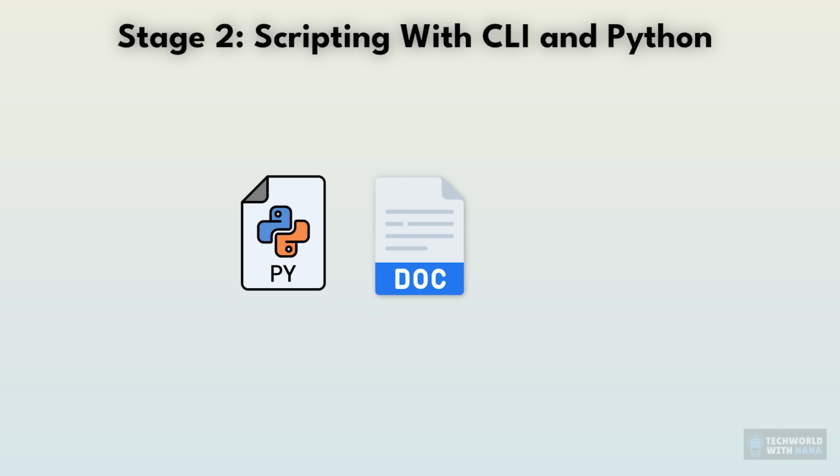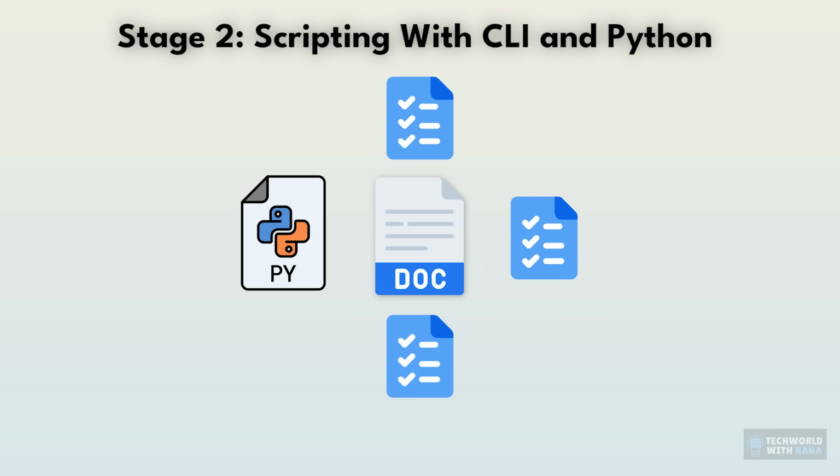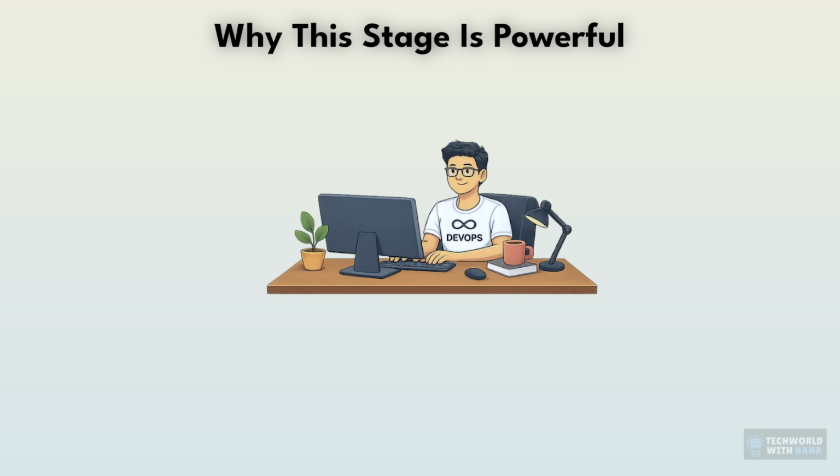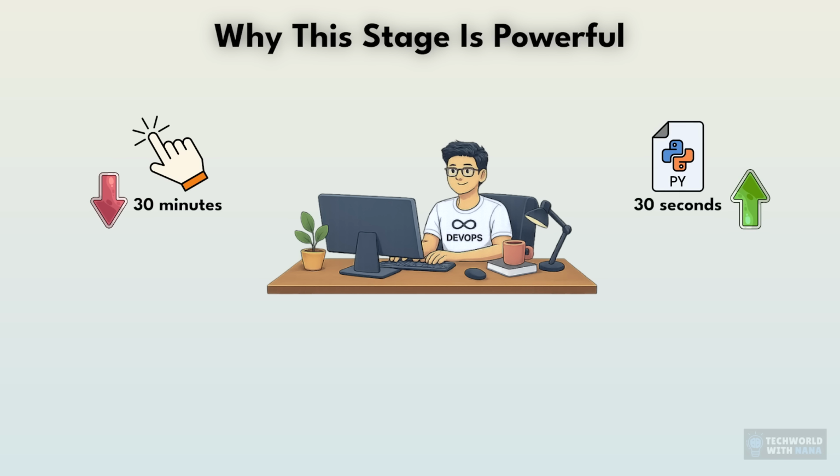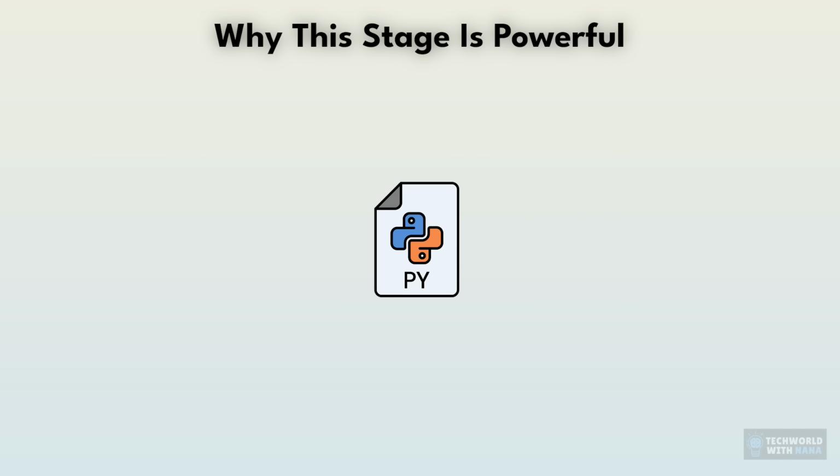It also acts as documentation, and you can modify it for different scenarios. And this stage is powerful because it gives you automation. Tasks that maybe took you 30 minutes of clicking now take just 30 seconds. And you can add logic to your scripts.